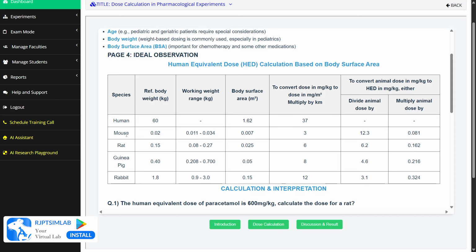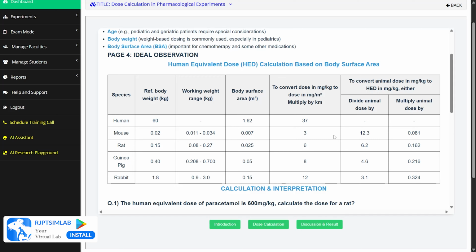Our first animal is the mouse. The average body weight of a mouse is 0.02 kilogram, and it ranges from 0.011 to 0.034. The body surface area is 0.007 meter square. When we convert this into milligram per meter square, we get 3. We divide 0.02 by 0.007, so the value comes to 3.